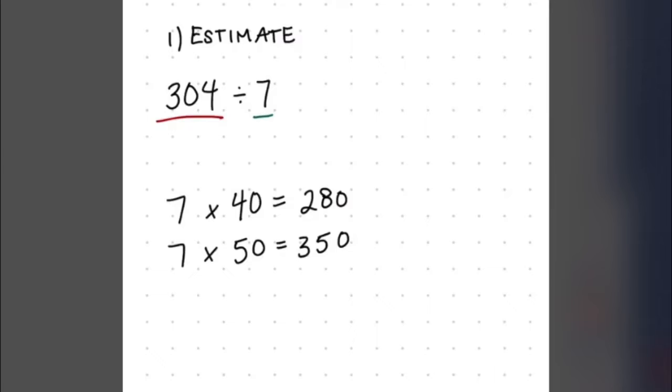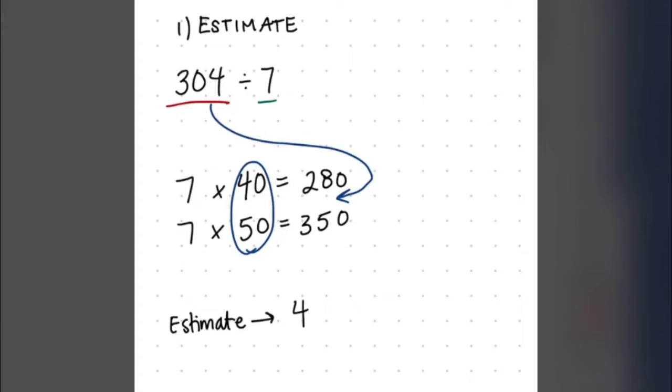So let's start by thinking about some of the facts that we know about our divisor of 7. 7 multiplied by 4 has a product of 28, and 7 multiplied by 5 has a product of 35. Now, using our knowledge of place value, if we multiply both these equations by 10, we get 7 multiplied by 40 is 280, and 7 multiplied by 50 is 350. So our dividend, 304, is about halfway between 280 and 350. Therefore, our quotient should be about halfway in between 40 and 50. So let's make an estimate of 45.